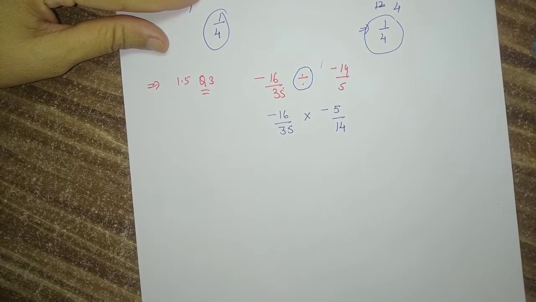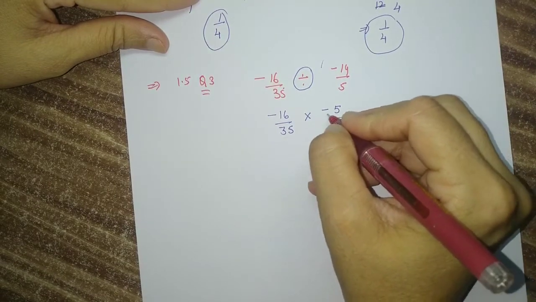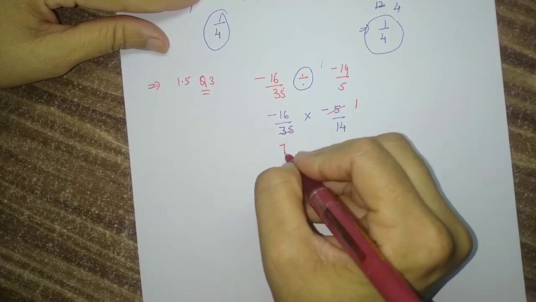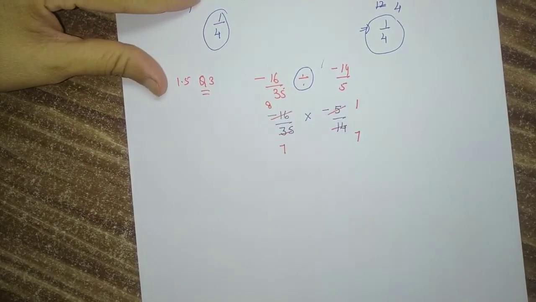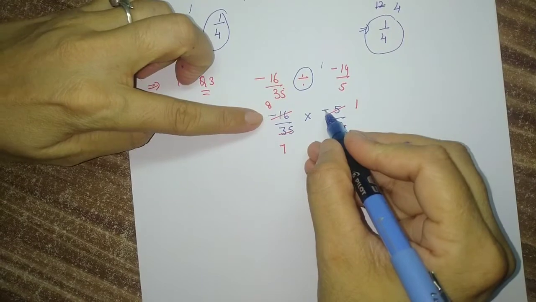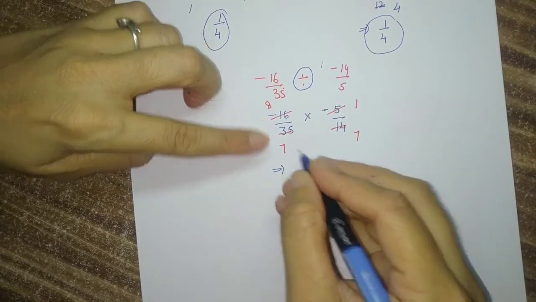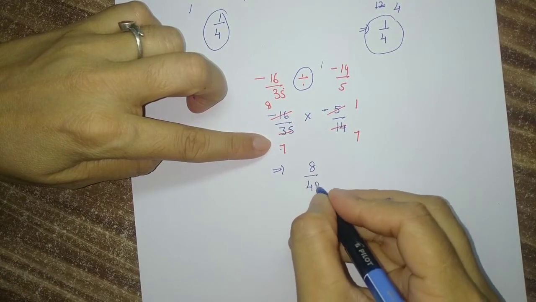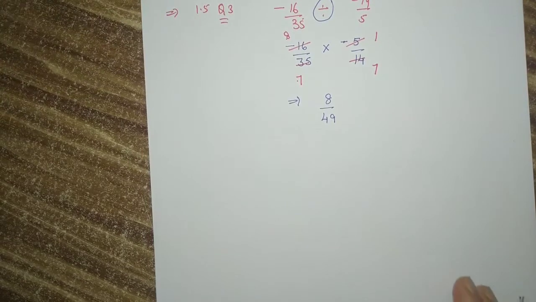Now if it is possible to cancel out, then cancel it. 5 1s are 5, 5 7s are 35, 2 7s are 14, 2 8s are 16. And if we multiply, minus minus is plus, 8 1s are 8 and 7 7s are 49. Then we get the answer 8 by 49. Okay, in the same way they have given the full exercise questions, friends. Try to solve exercises 1.5 and 1.4.